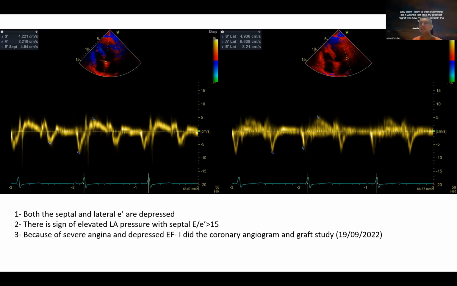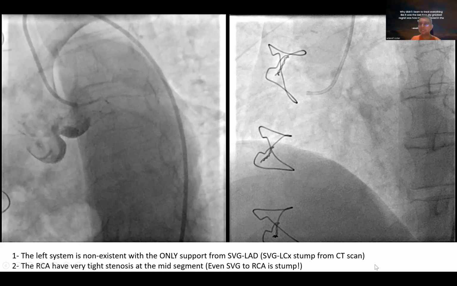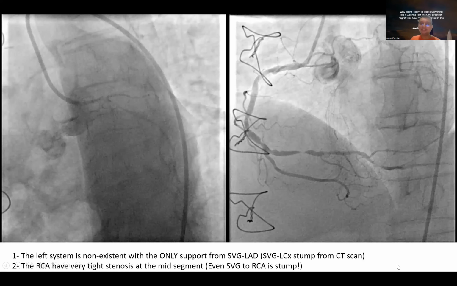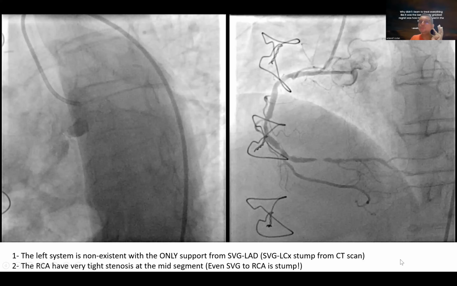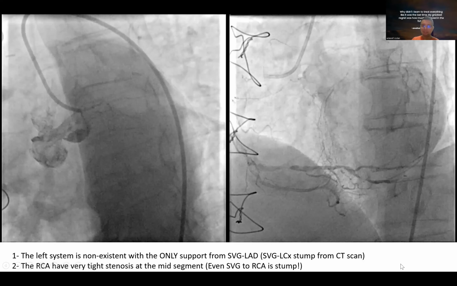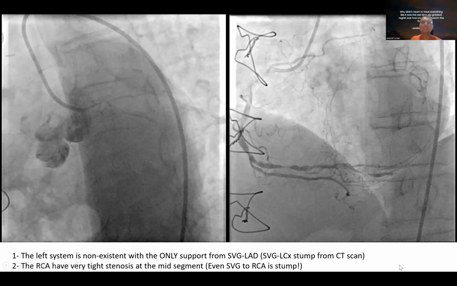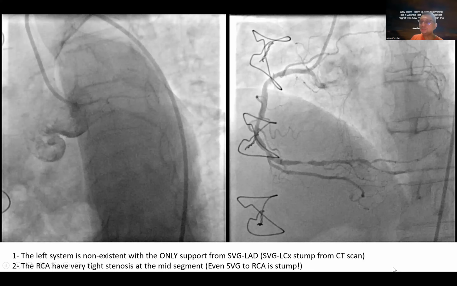Because the patient has severe angina and depressed ejection fraction, I did the coronary angiogram and graft study, and we did this on the 19th of September 2022. This is one of the worst angiograms that I've ever seen. Remember, this patient's left side is SVG to LAD and SVG to circ, but the SVG to circ is stumped, right? So the patient's left side is only supported by SVG to LAD. SVG to RCA is also stumped.